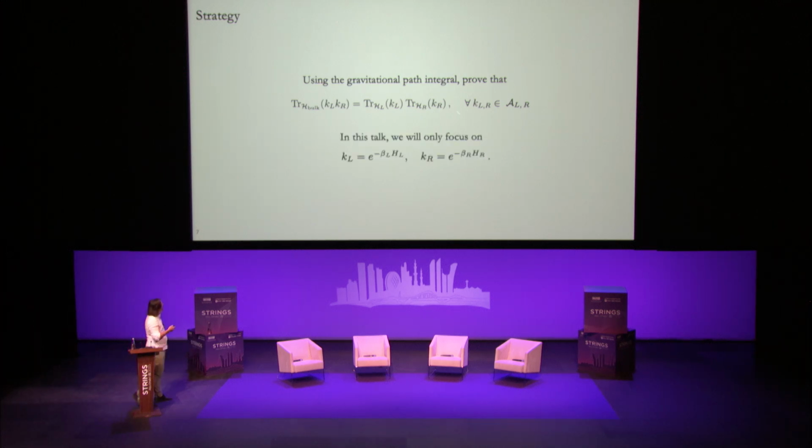And in this talk, I'll only focus on a subset of operators in this algebra. It's a sufficiently generic subset to still guarantee factorization, but in principle, one can discuss a more general set of operators. I'll take k left and k right to be exponentials of the left Hamiltonian and the right Hamiltonian with arbitrary inverse temperatures, beta left and beta right. So, the fact that this trace factorizes just amounts to saying that this trace is a product of a function of beta left, times a function of beta right.